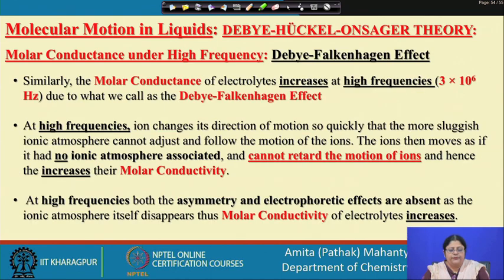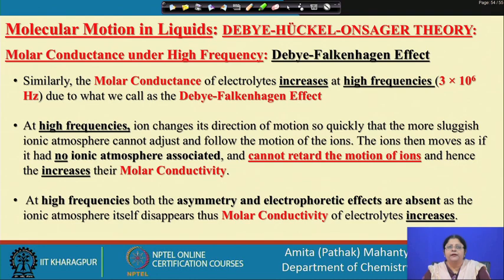Now, another effect, the Debye-Falkenhagen effect. This is also a substantiation or extension of the Debye-Falkenhagen theory. Here what we are talking about is how the molar conductivity of the electrolyte is going to be affected when we have high frequency. Similarly, the molar conductivity of the electrolyte here also will increase as the frequency is increased. Okay.